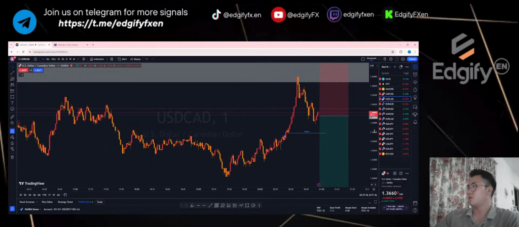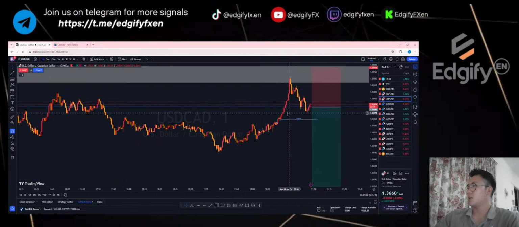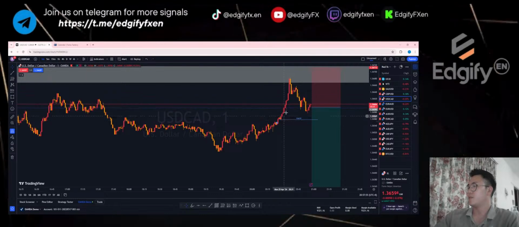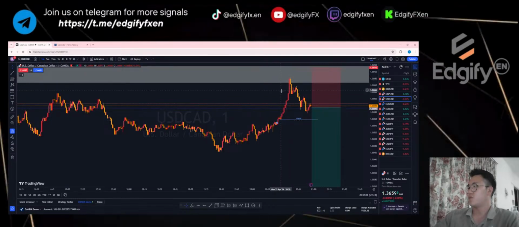So basically I will be waiting for USD CAD. The tap in happens, and I'm just waiting for this candle, the last bearish candle before the tap in. So I want to wait for this break here.